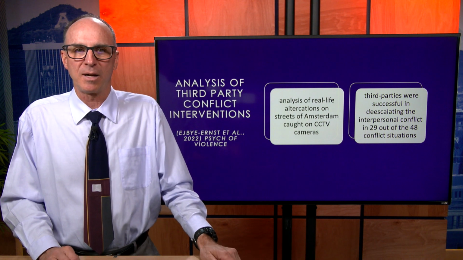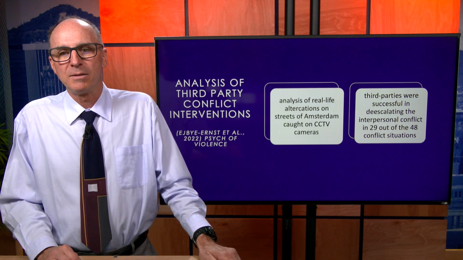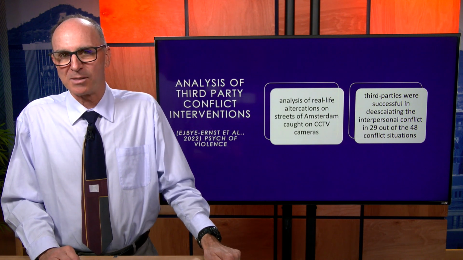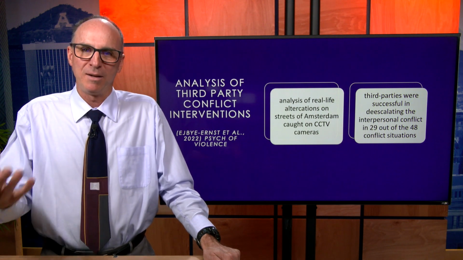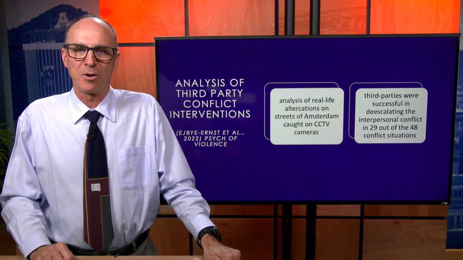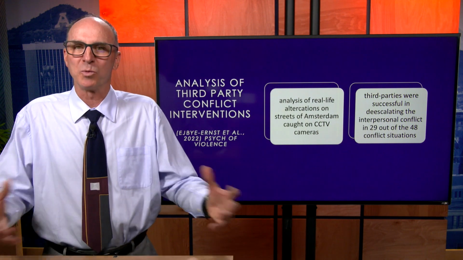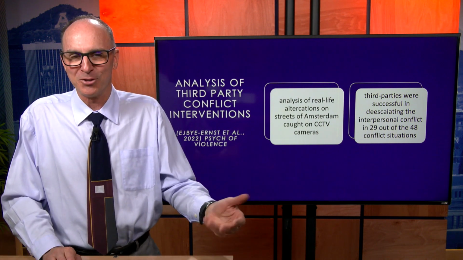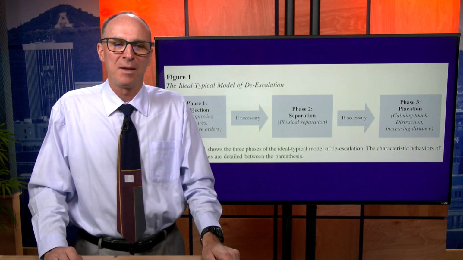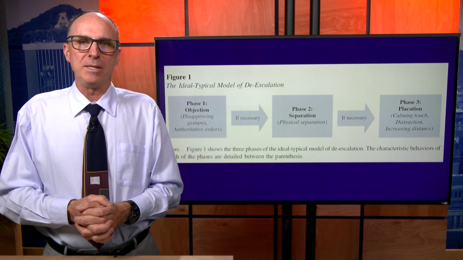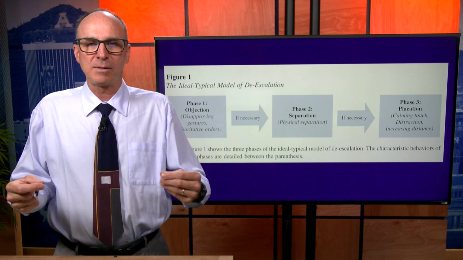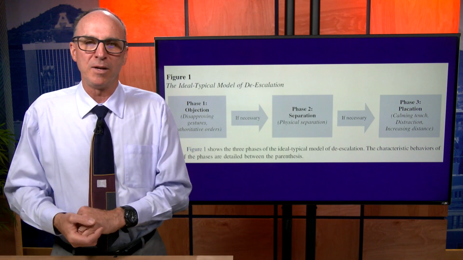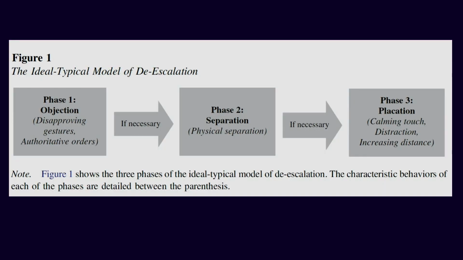That's about 60%. Those odds aren't terrible. They're not fantastic either. So at least in this one study, looking at people on the street, about 60% of the time a third party intervened, it seemed that the conflict was defused. We'll talk about some of the issues associated with this momentarily. These authors developed a model they call the ideal typical model of de-escalation: 3 phases that seem to take place when a third party is intervening. First, objection. Second, separation. And third, placation.